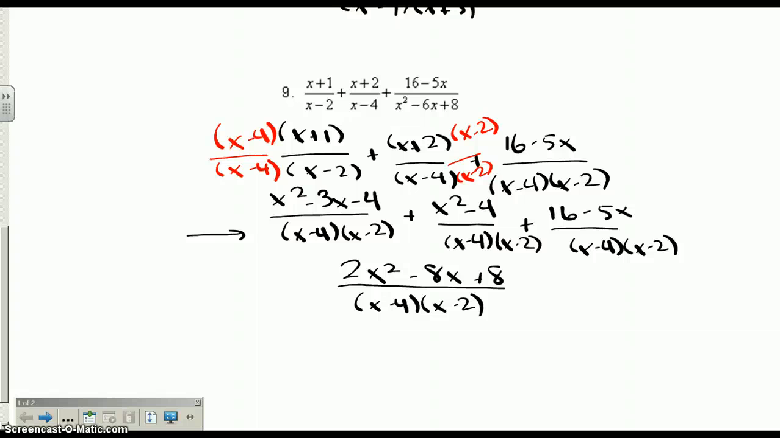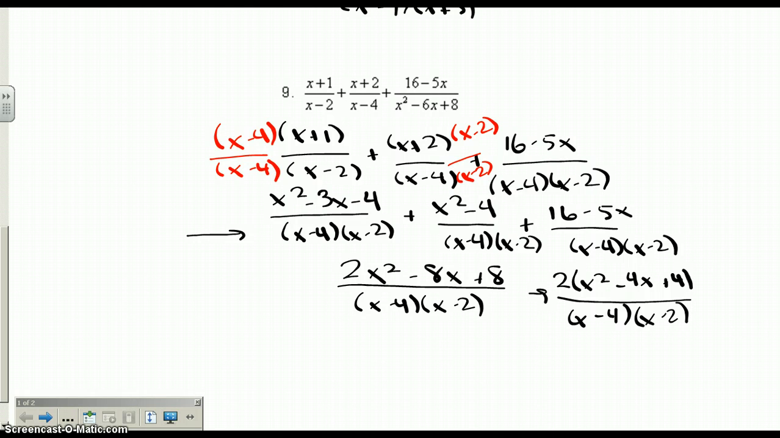And now I'm going to factor. What you'll notice is that the numerator could be a lot easier if I factor out a 2. So I get x squared minus 4x plus 8. Oh, sorry, plus 4. Okay. And now let's easily factor this. I'm going to move down a second.